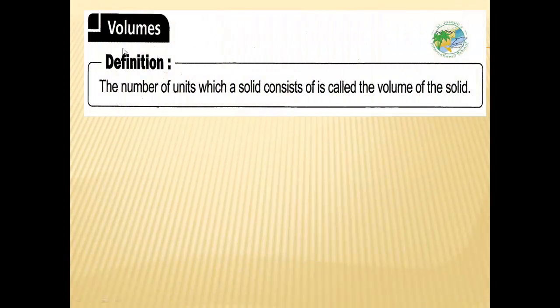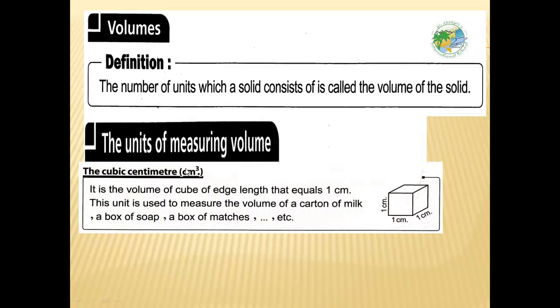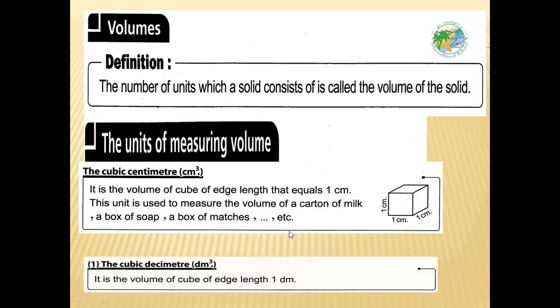Now, what is the volume? The definition of volume: the number of units which a solid consists of is called the volume of the solid. The units of measuring volume. Cubic centimeter, the volume of a cube of edge length equal to 1 centimeter. This unit is used to measure the volume of a carton of milk, a box of soap, a box of matches, like this.